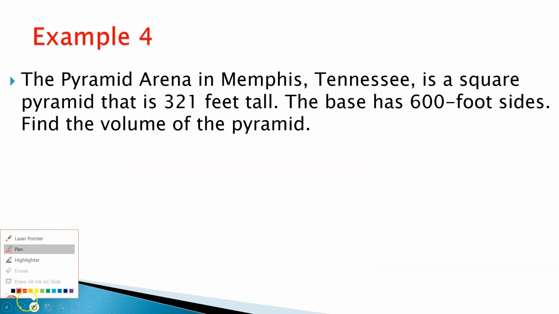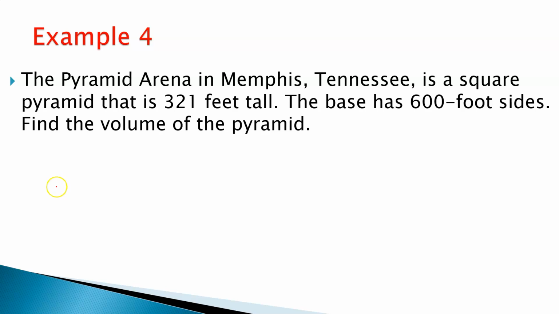All right, on to example number 3. It says a pyramid arena in Memphis, Tennessee is a square pyramid that is 321 feet tall. The base has 600-foot sides. Find the volume of the pyramid. And it's like, well, they don't give me enough information, but they actually do. So again, the pyramid in Tennessee, it's a square pyramid.